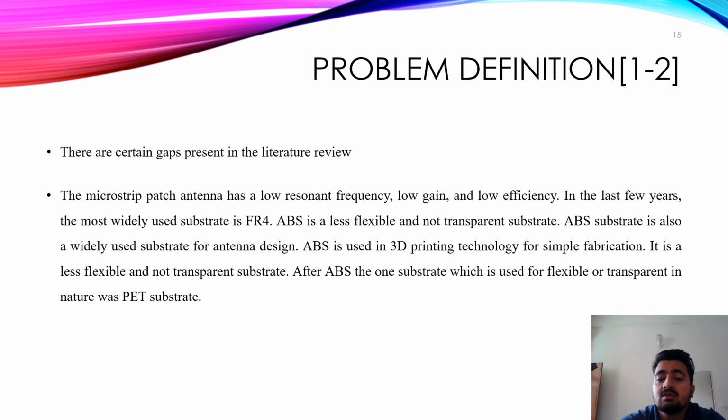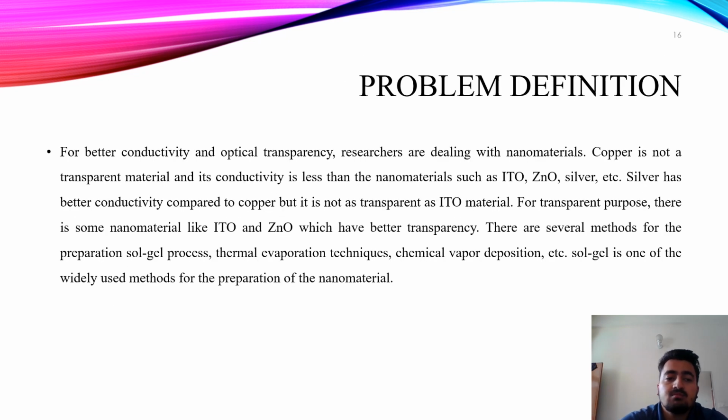After the ABS, one of the substrates which is flexible and transparent in nature is PET substrate. For better conductivity and optical transparency, the researchers are dealing with the nanomaterials. Copper is one of the conducting materials, and its conductivity is less than the nanomaterials such as ITO, ZnO, silver ingot. And the silver has a better conductivity compared to the copper, but it is not transparent like ITO material.